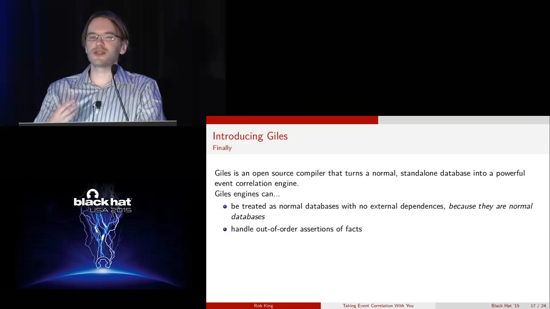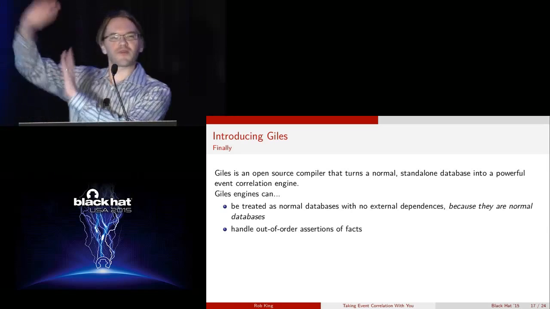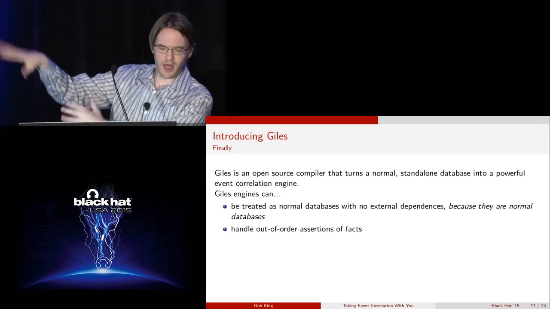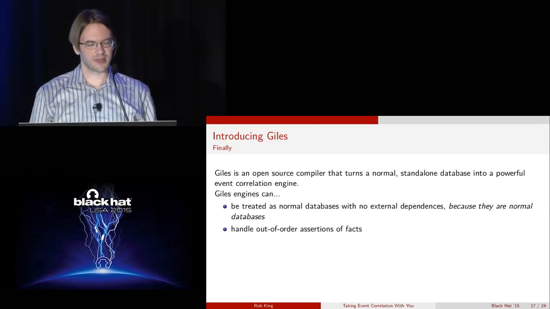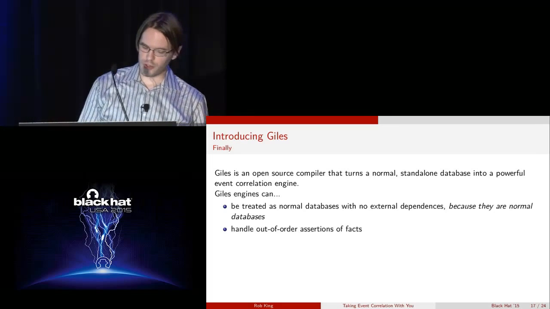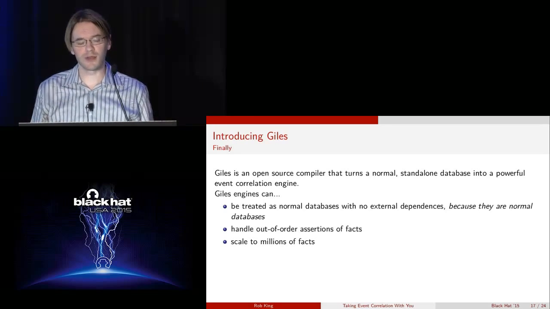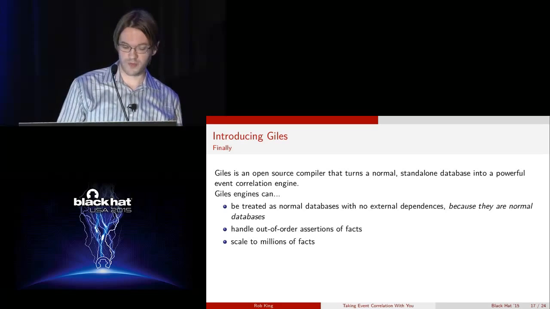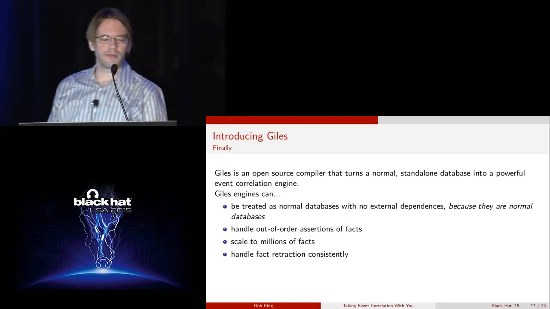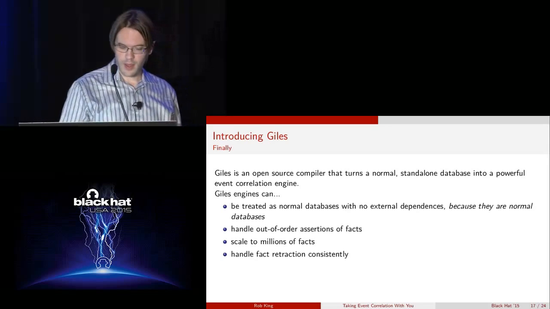And so those engines that Giles creates handle out-of-order assertions of facts. So you get all those benefits of just using a regular database, and immediately you get all those great benefits just for free. It crafts the schema in such a way that out-of-order assertions are handled cleanly. You scale to millions of these facts, because a lot of work has gone into making databases scalable, so you pick up on all that scalability for free. You handle fact retraction consistently, very important.